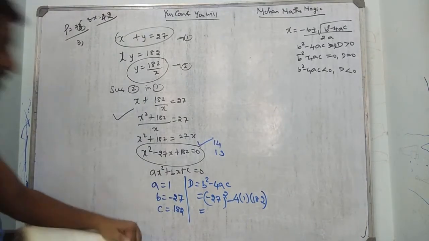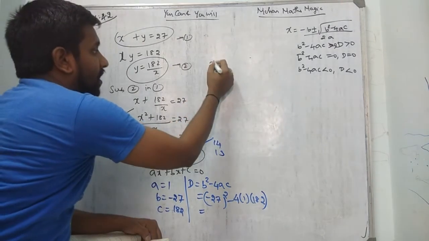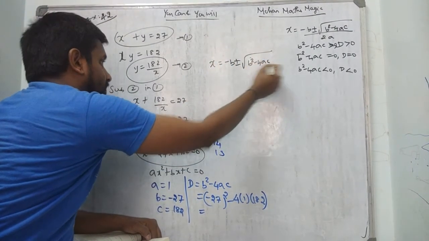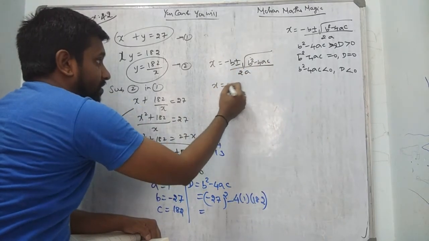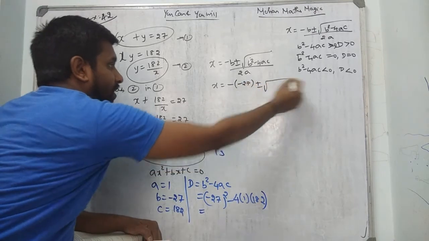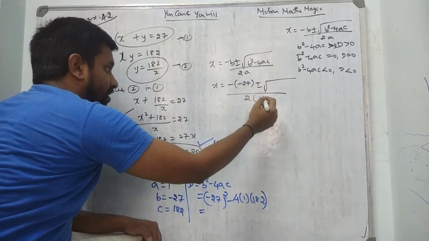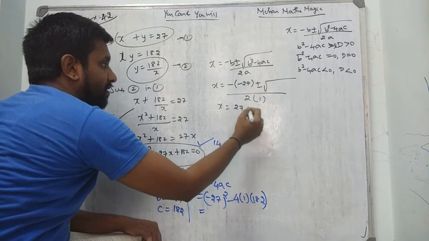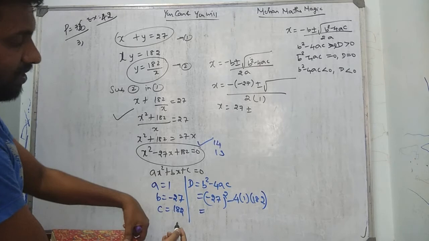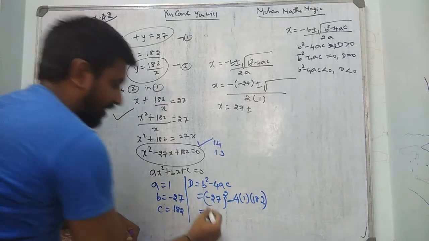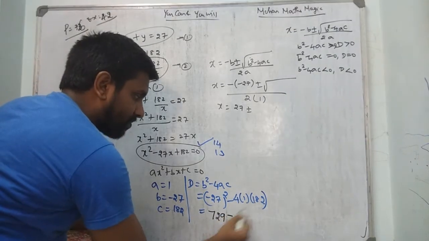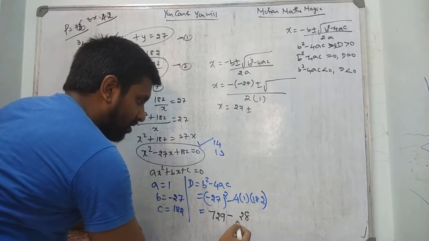So I'll go with the next formula. x equal to minus b plus or minus square root of the discriminant upon 2a. In place of b, minus 27: x equal to 27 plus or minus the square root of the value which I'm going to find out now. So x equal to 27 plus or minus 27 square. What may be 27 square? 729 approximately, maybe. And this one is 728.